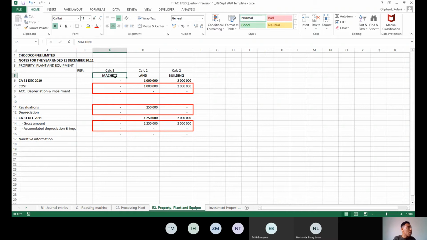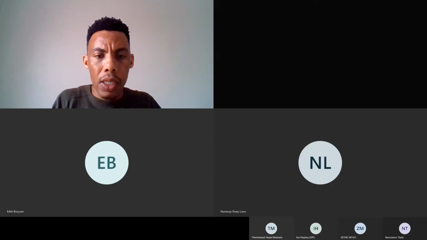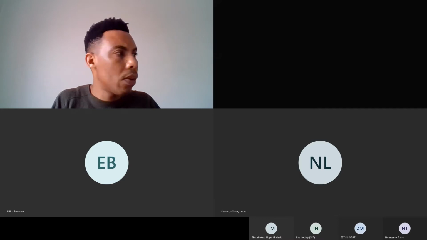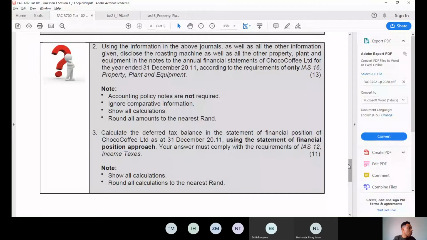So I have the machine. So this one would have referred to the roasting machine. I know I have land, and then I have buildings. Okay, fine. Now let's go to the last required. Is it the last required? I think there is. Before we answer the question, let's go to the last required value.